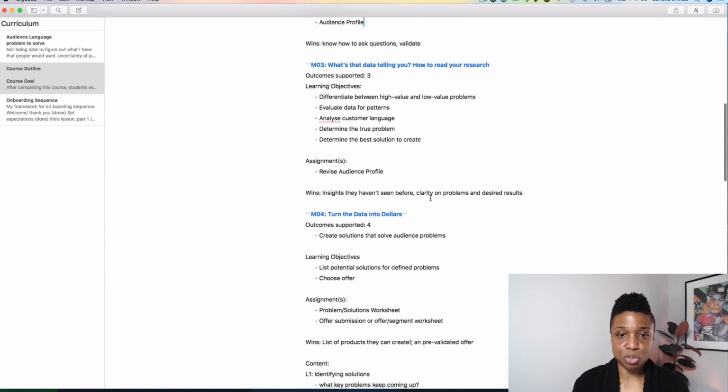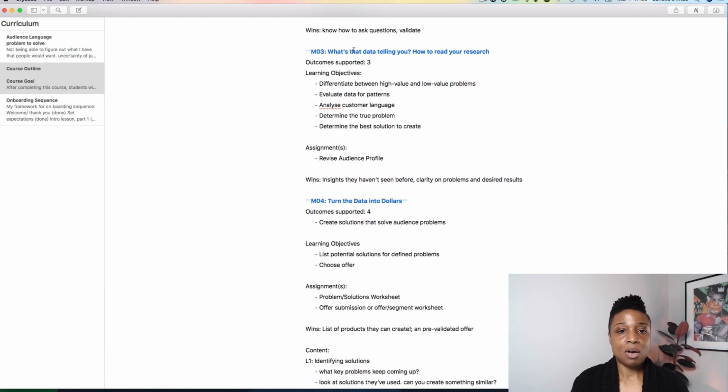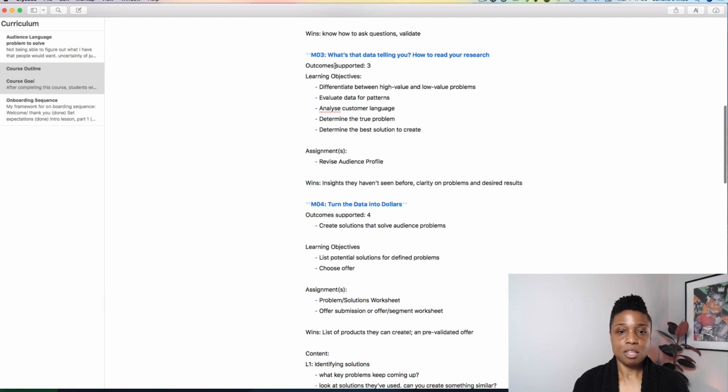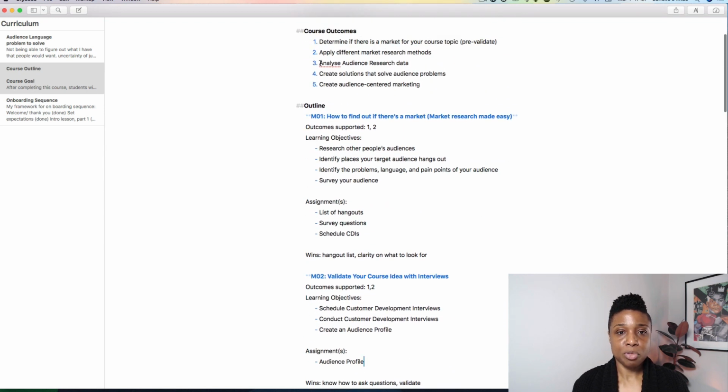Let's move on to module 3. This one is all about how to interpret the data. What is it telling you? How do you interpret your research? And this supports the learning outcome number 3. So you can see how this is going, right? So analyzing the audience research data.